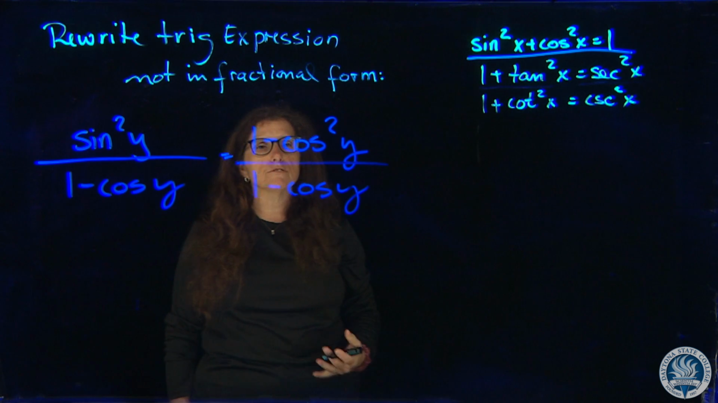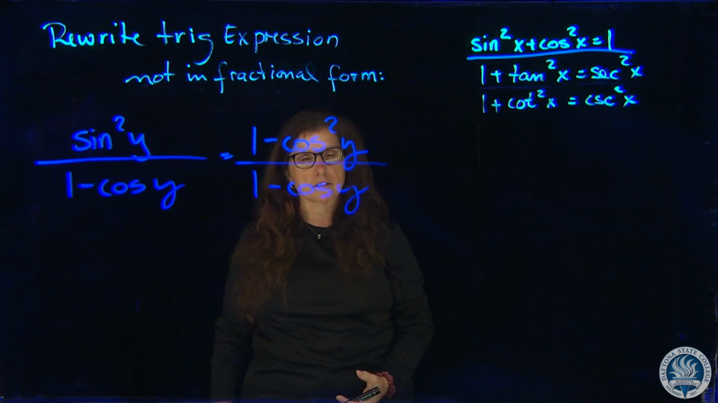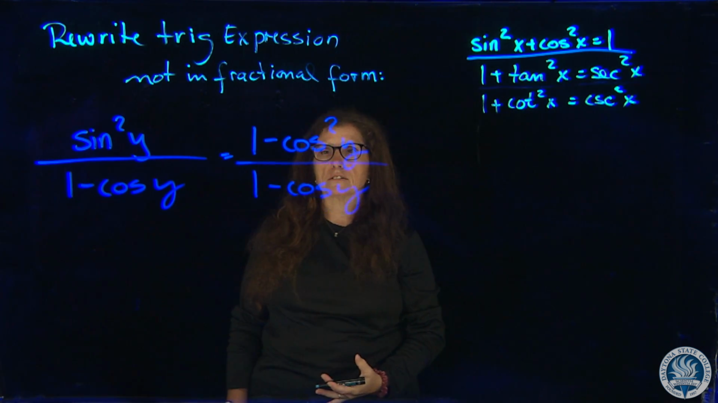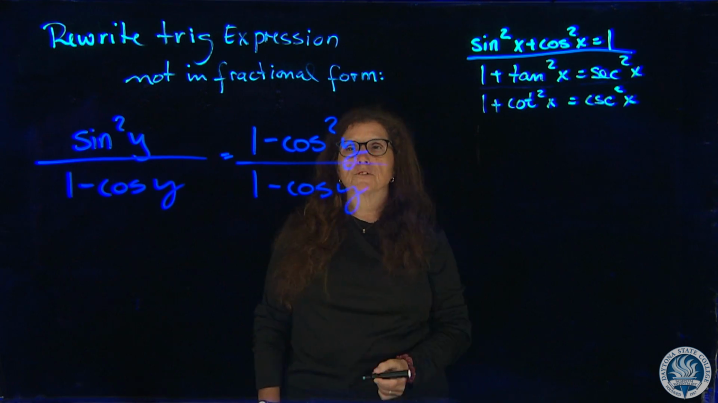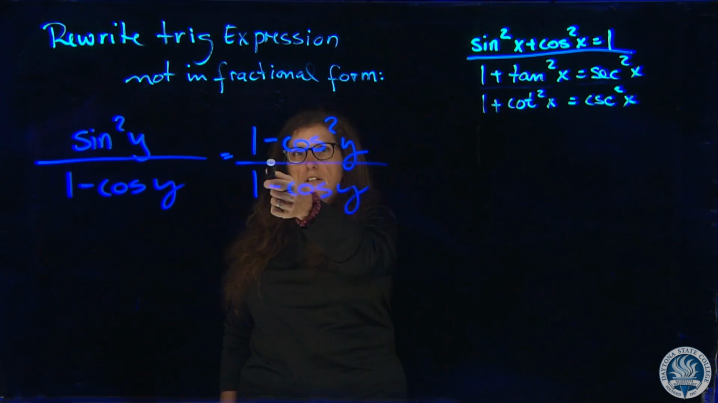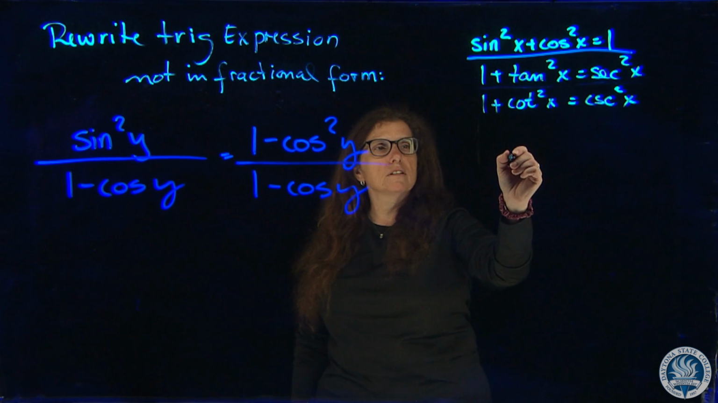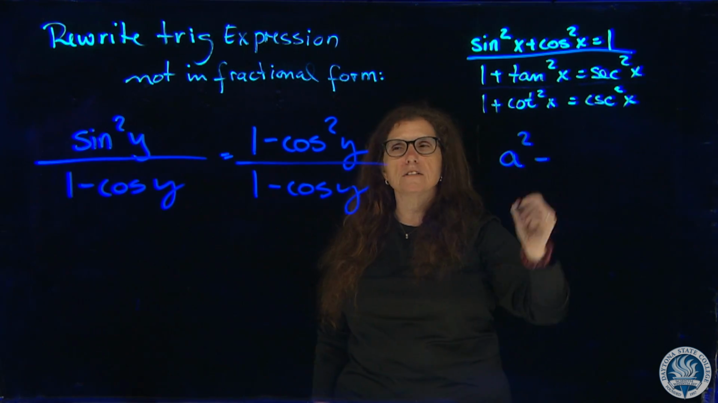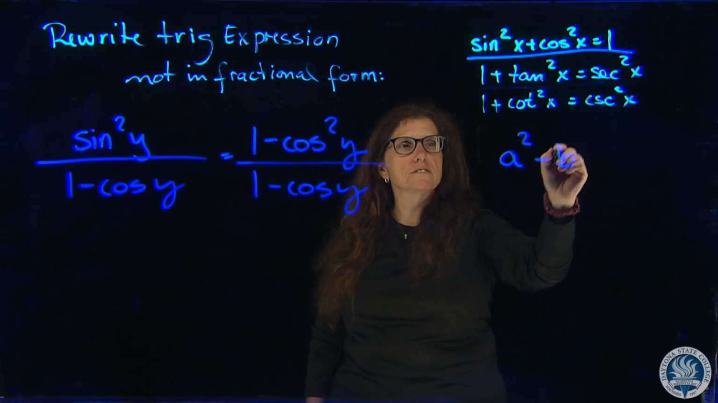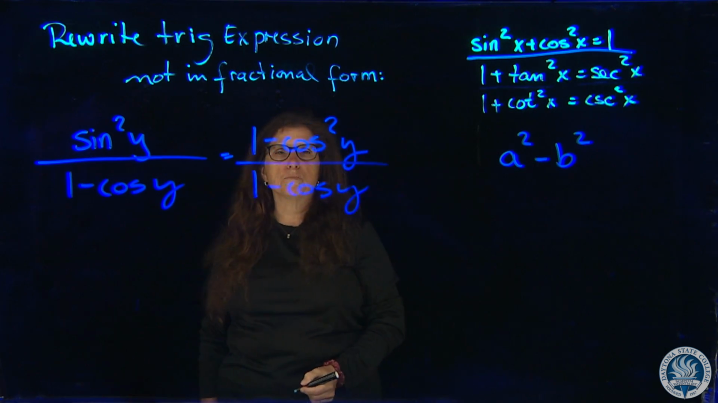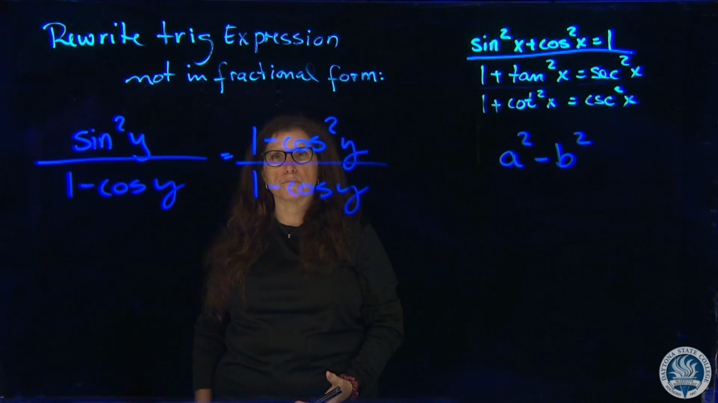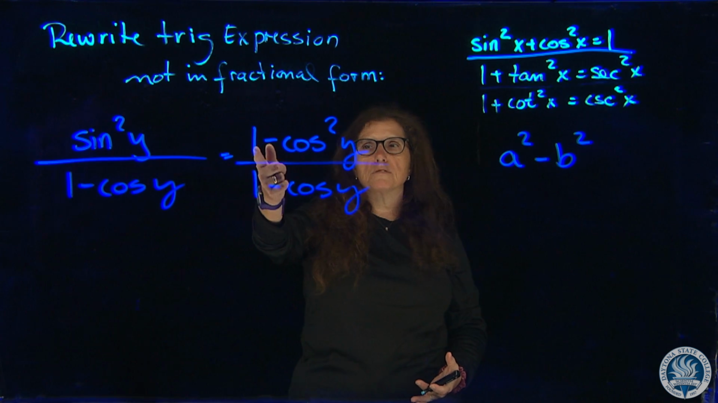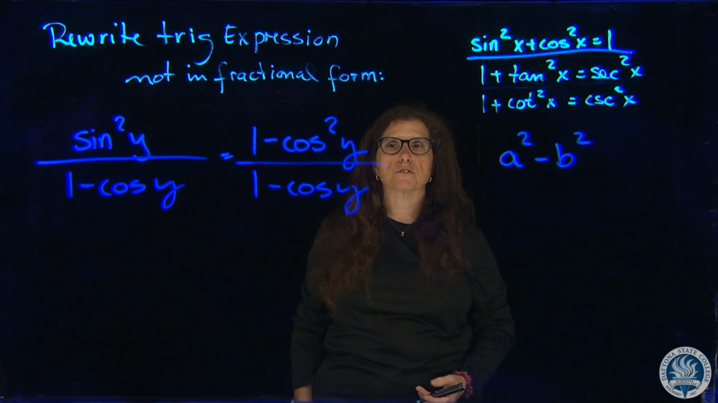Okay, so how do I get rid of this denominator? Now we need to factor. We need to factor the numerator. Let's take a look at the numerator. The numerator is really equivalent to what? A difference of two squares. A squared minus b squared, if you think back to algebra. That's what we have here. One is a perfect square, and so is cosine squared y.